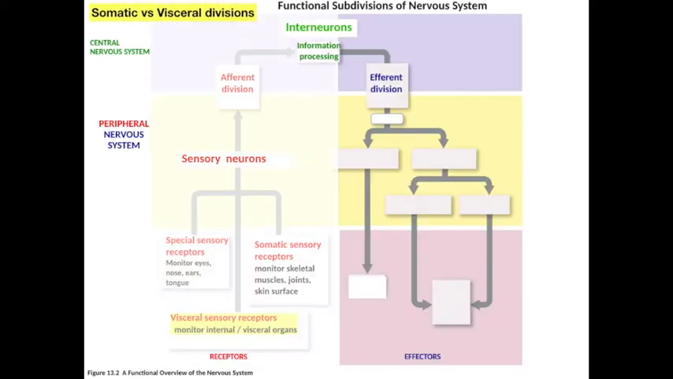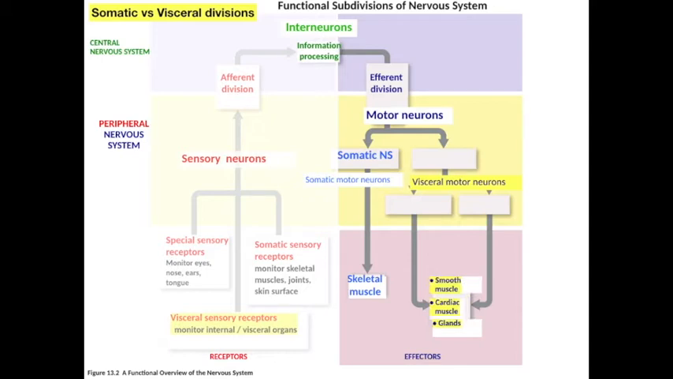The efferent pathway is split into motor neurons. One, the somatic motor neurons, which innervate skeletal muscles, which we have so far focused on. The other, the visceral motor neurons, innervate visceral targets, namely smooth muscle, cardiac muscle, and glands. These visceral motor neurons belong to the autonomic nervous system, which is split into two divisions, the parasympathetic and sympathetic.